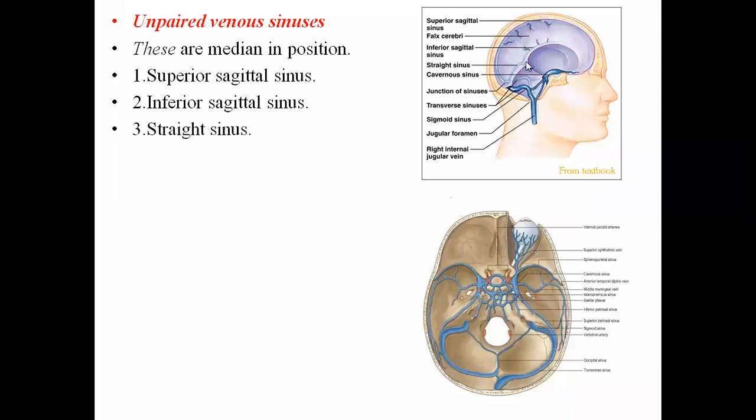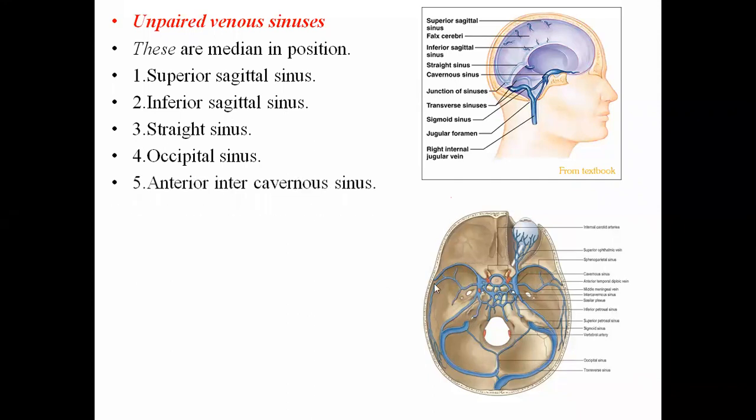Straight sinus. Straight sinus is related to the tentorium cerebelli. Tentorium cerebelli is again another dural fold. So this is straight sinus. Occipital sinus, which is related to the occipital bone, can be seen here at the middle of occipital bone.